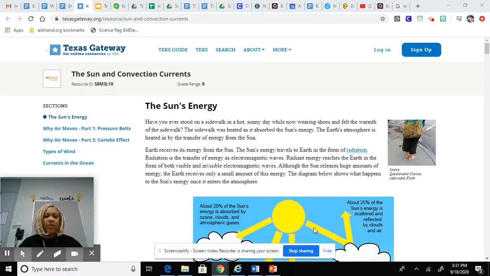So, this week we are going to be talking about atmospheric convection. So, what is atmospheric convection? Well, it's the way that those different heats are transferred throughout the atmosphere coming from the huge source of what? The sun, right? The sun is our energy master. So we're going to go over a few things. The sun's energy being number one.